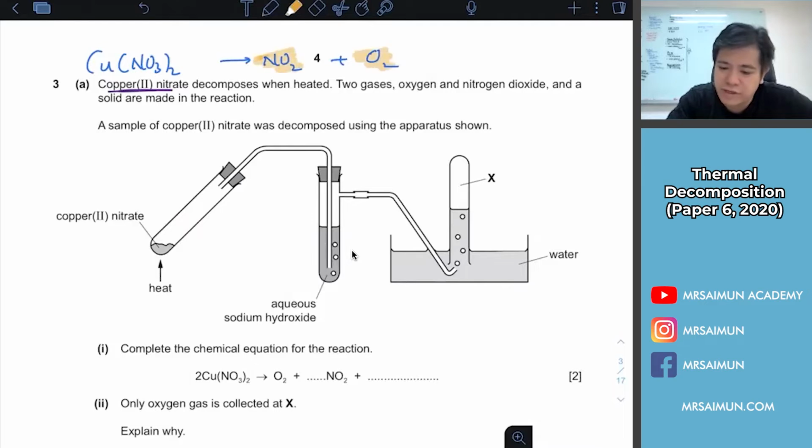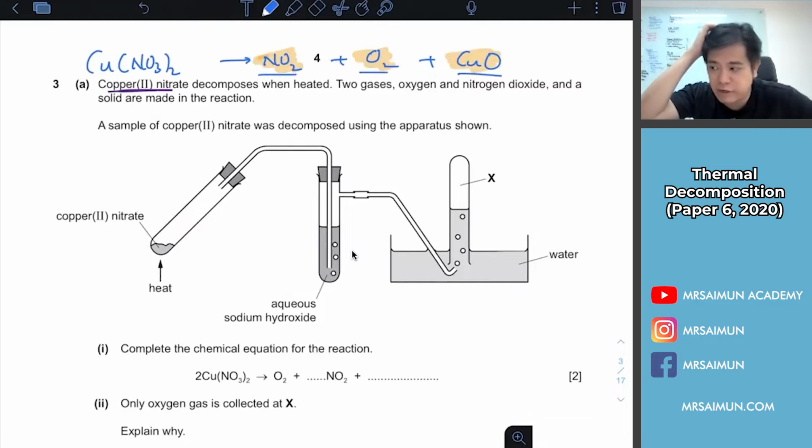And of course, you can already guess what the third product is. If NO2 is produced and O2 is produced, then they must have copper oxide. A lot of times they'll just leave these three spaces blank and expect you to fill in. So I would highly recommend you remember this: when nitrate is heated up, you produce these three things.